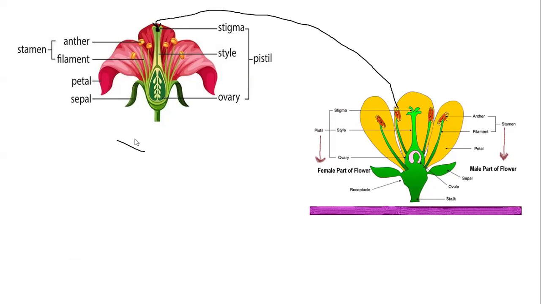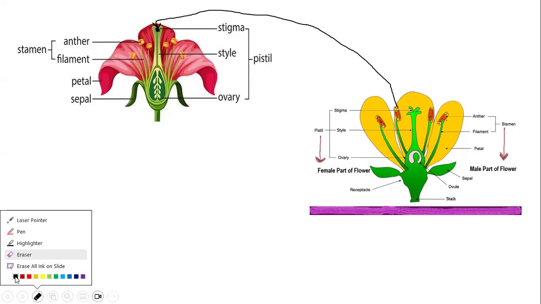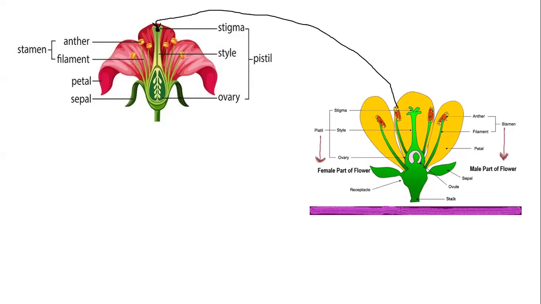It comes from another. It happens externally. Exactly, from another plant. So cross-pollination is when pollen grains come from a different plant and go to the stigma of another plant. That's cross-pollination.